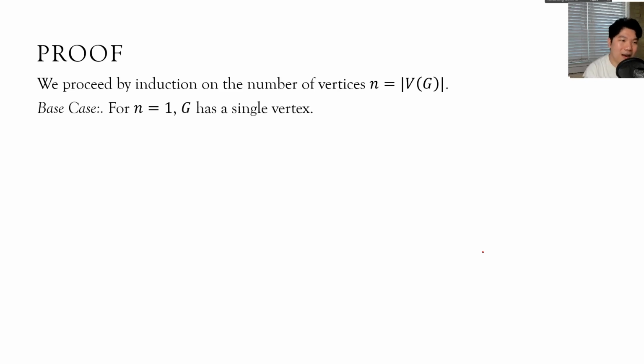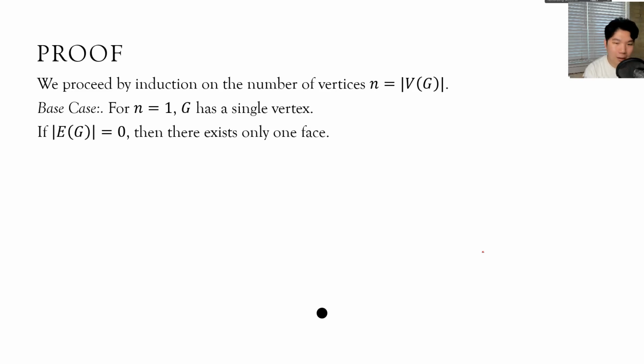That is, what if I have a graph with a single vertex, such as what I have down here. Here I have a single node or a single vertex, whatever terminology you prefer. And I have to consider a couple of things here. First off, if my edge set has size 0, that is, I have no edges in my graph that has a single vertex, then there must only exist one face, that is the unbounded face. I have no inner faces here.